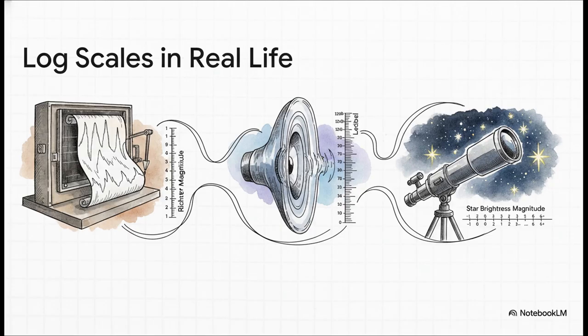A normal linear scale just can't handle that range. That's where log scales come in. A magnitude 6 quake is 10 times stronger than a 5 and 100 times stronger than a 4. Log scales tame these gigantic numbers and put them on a simple scale we can actually understand and work with.